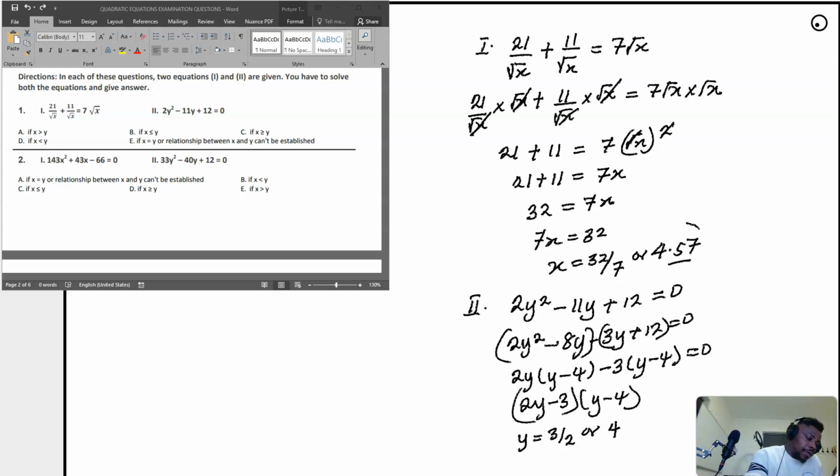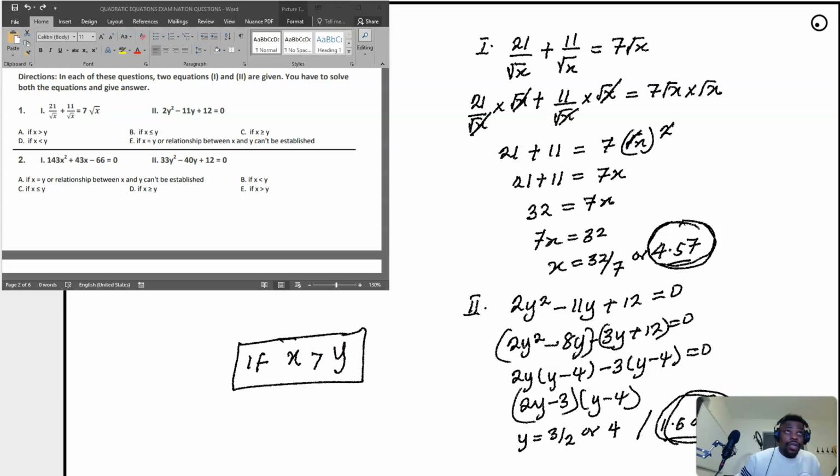Our x is 4.57 and our y is, I can still say this is the same thing as 1.5 or 4. And I can tell you now, you can see x is greater than both values of y. So in that case, our option is going to be A, if x is greater than y. That is going to be our option, which is option A.